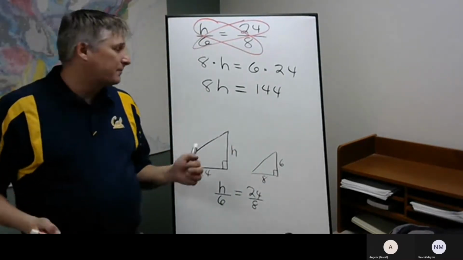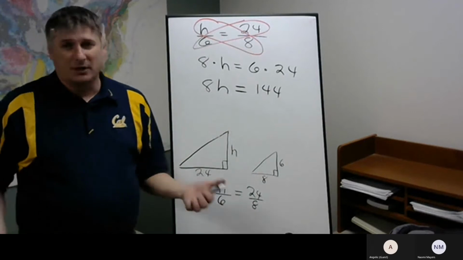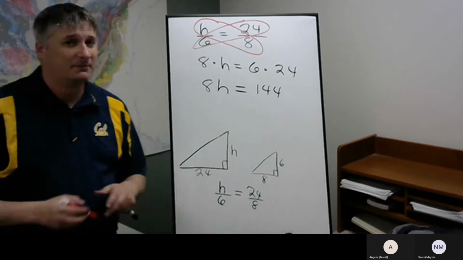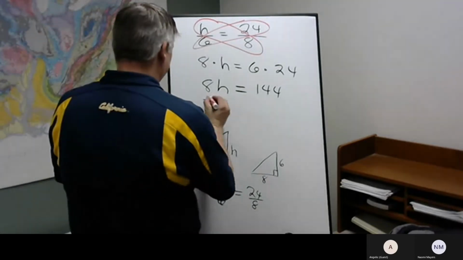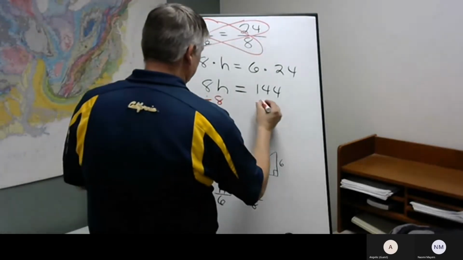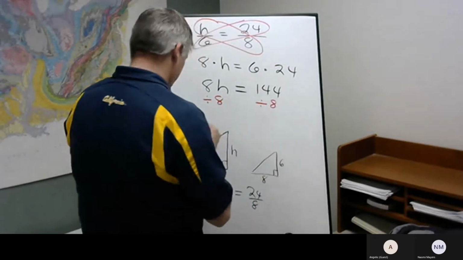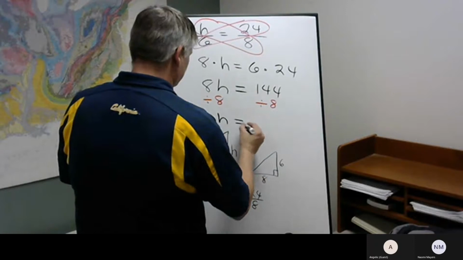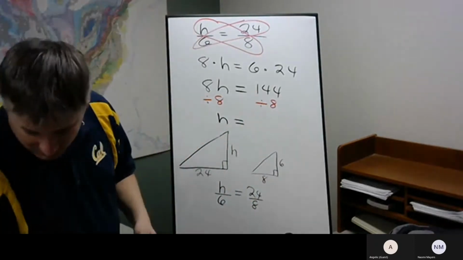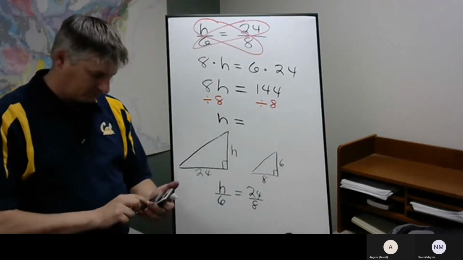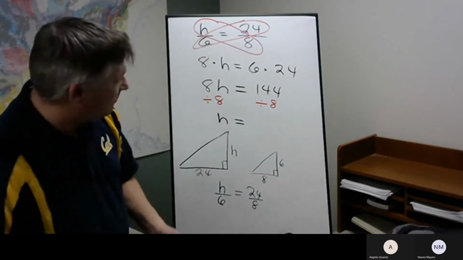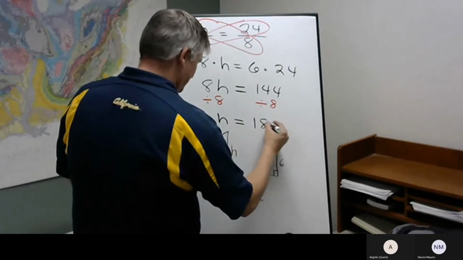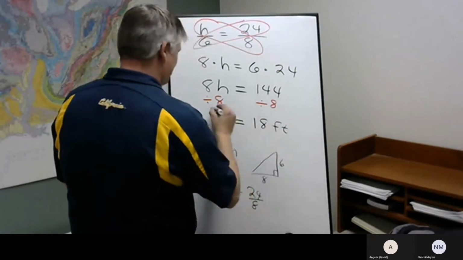So now we got to solve for H. Again, since we're multiplying, we'll talk about this later in the algebra section. We'll do the opposite of multiplying, we'll divide. And 144 divided by 8 is 18. This is 18 feet.